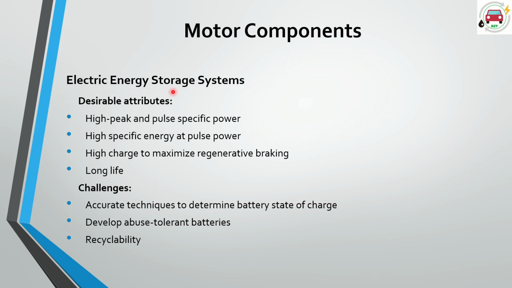Electric energy storage systems, we have already seen what they are; they are batteries. Nothing else is used nowadays. So first, the selection criteria for the electric energy storage system. First is desirable attributes: what should be available in the electric energy storage system? First is high peak and pulse specific power. High peak and pulse specific power.